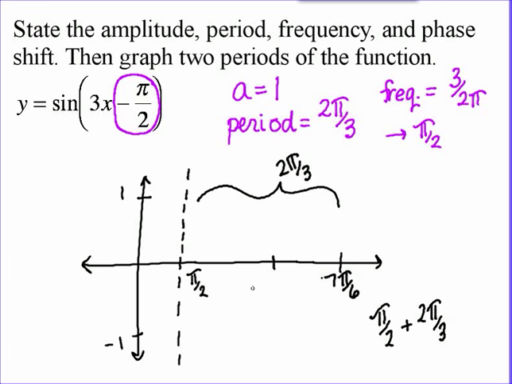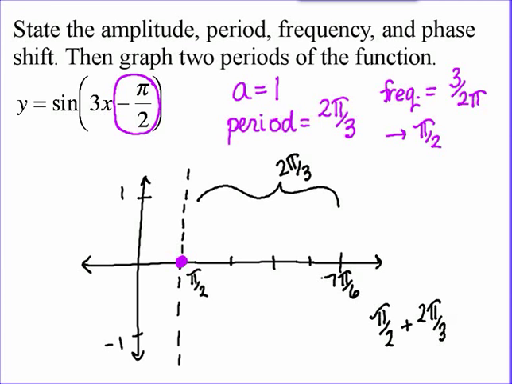So here you go. There are your 4 marks. So sine, in this case, has an amplitude of 1, a period of 2 pi over 3, and a shift of pi over 2. So now we're ready to start graphing. So where am I going to start? Pi over 2, I'm going to start right here.